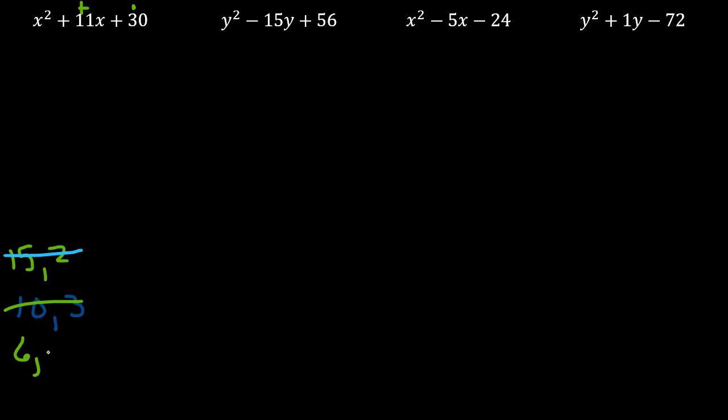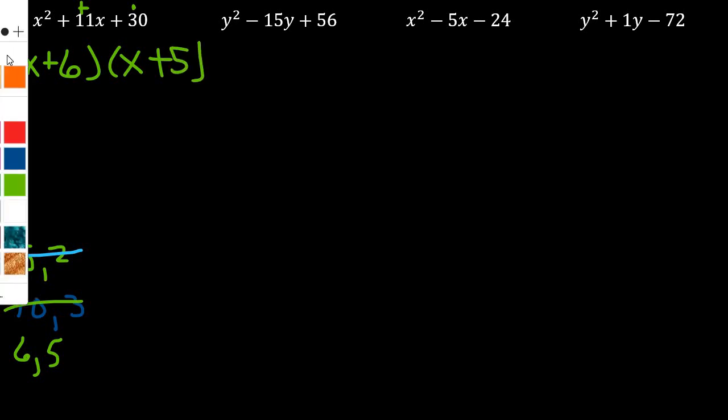So if we have 6 and 5, 6 times 5 is a positive 30, and 6 plus 5 is a positive 11. We can write this out as x plus 6, times x plus 5. It doesn't matter which one you have first. We could flip this around and we'd be totally correct.